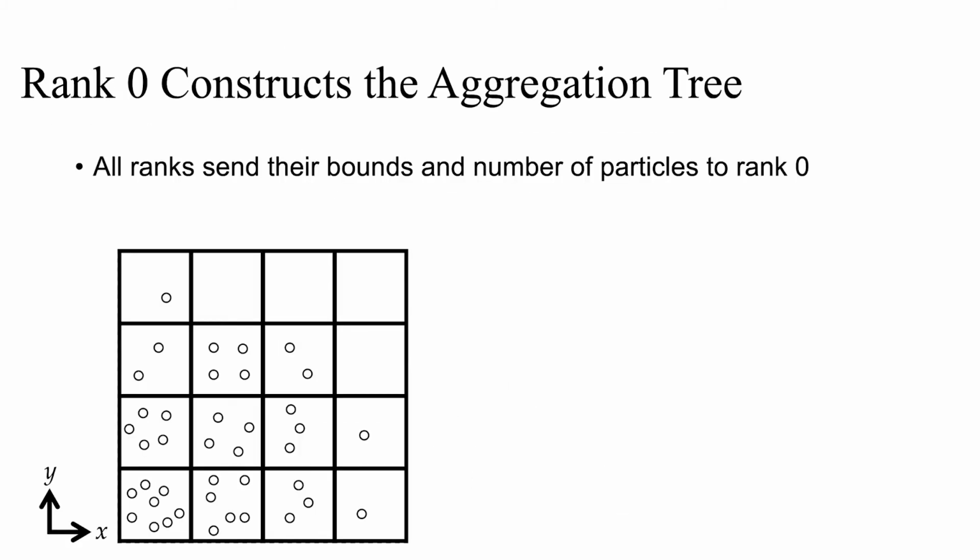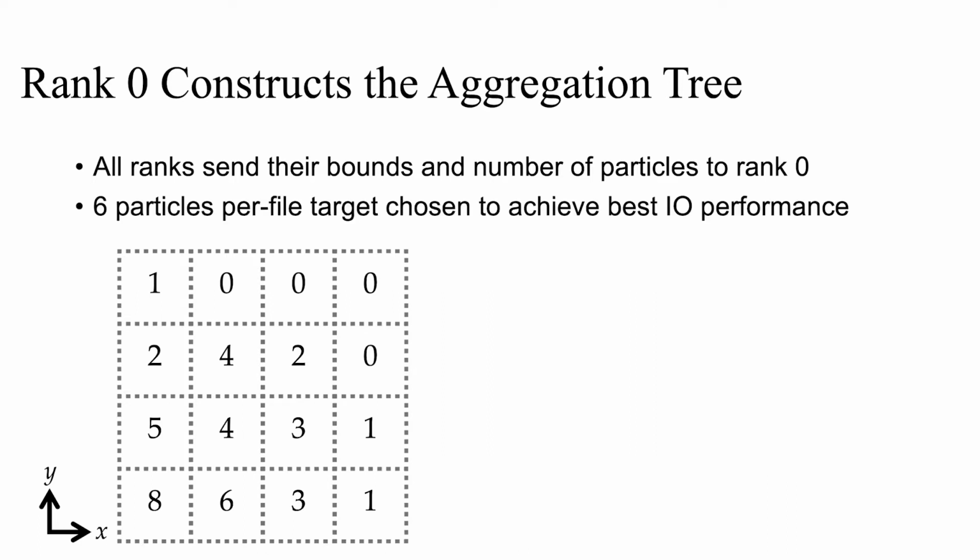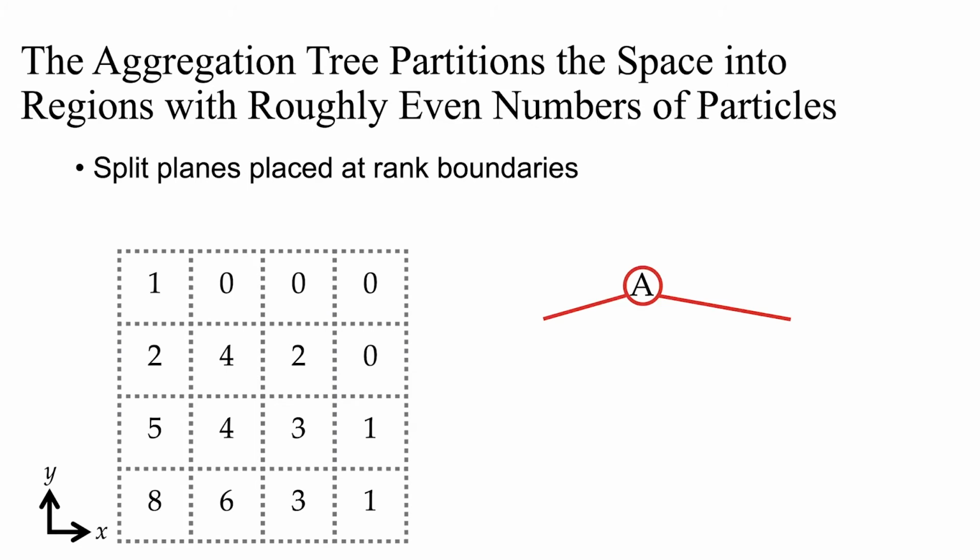So the aggregation tree to compute the group assignment is constructed on rank 0. This construction begins by having all ranks send their bounds and the number of particles that they have to rank 0. This gives it a picture of the domain as shown here, where we have the bounds of each rank and the number of particles there. In this example, we'll choose 6 particles per file to achieve the best I/O performance on this hypothetical HPC system. The aggregation tree is built to partition the space into regions with roughly even numbers of particles.